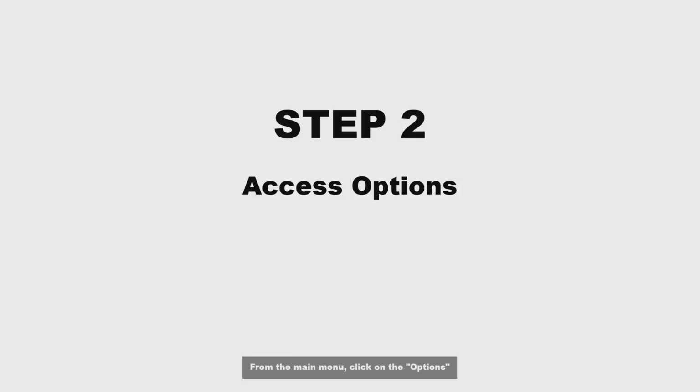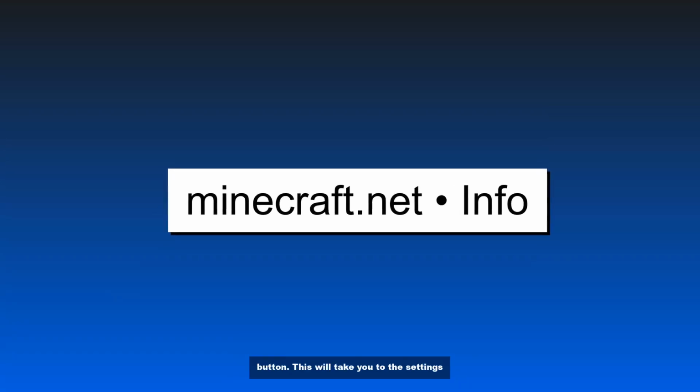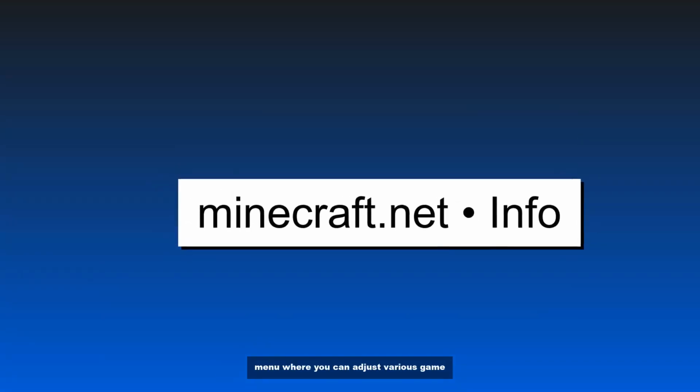Step 2. Access Options. From the main menu, click on the Options button. This will take you to the Settings menu where you can adjust various game settings.